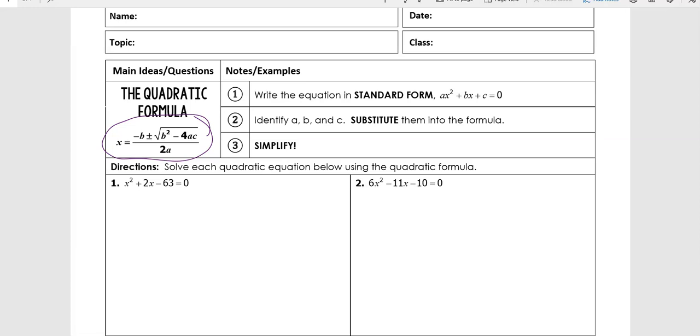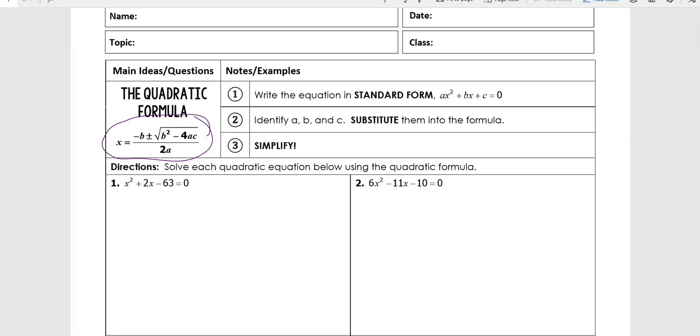So, there are three steps that we need to take to solve a quadratic equation using the quadratic formula. That is to write the equation in standard form, which is ax squared plus bx plus c, identify our a, b, and c, and then substitute them in the formula and simplify. So, it's pretty simple. Let's go ahead and do that.